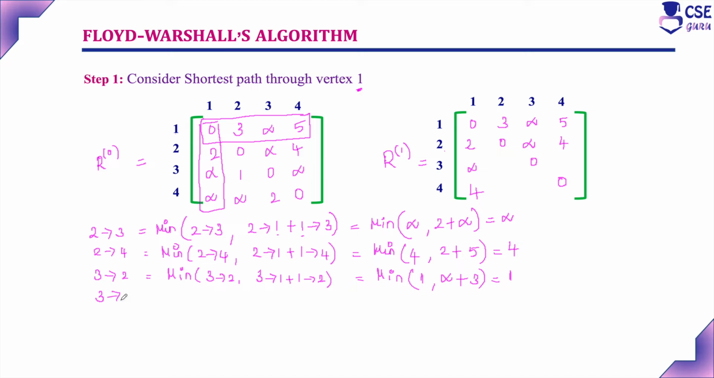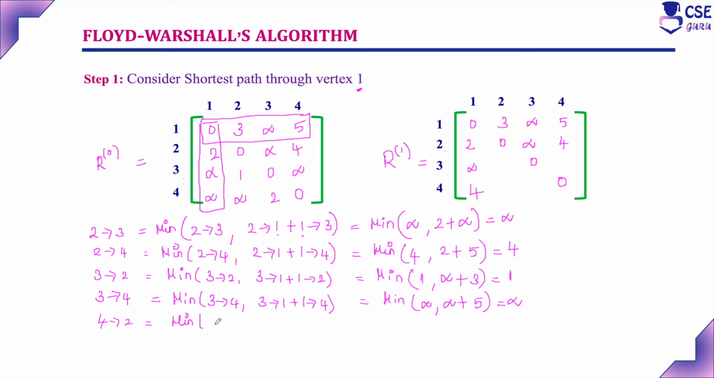Next is 3 to 4. And 3 to 4, if we are considering, minimum of 3 to 4, comma, through the vertex 1. So 3 to 1 plus 1 to 4. So we will get it as 3 to 4, already the value is infinite. And 3 to 1 is also infinite, plus 1 to 4, the distance is 5. So which one is minimum? Infinite only.